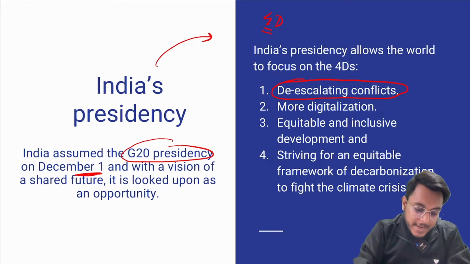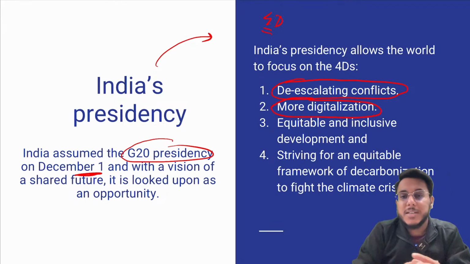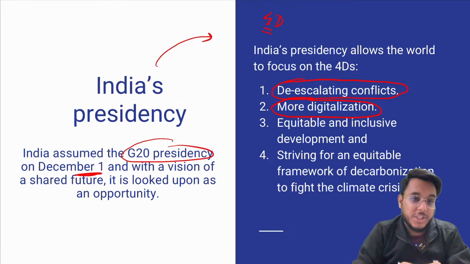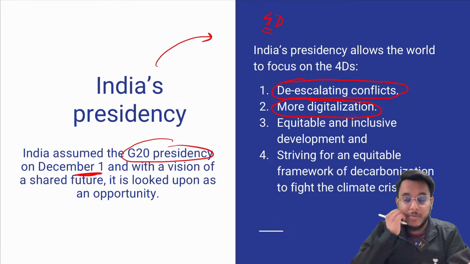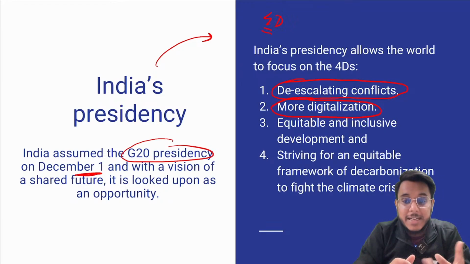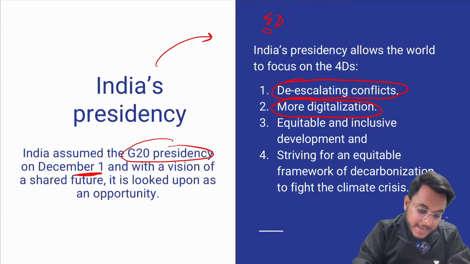Okay. Then the next is more digitalization. Now understand this particular thing. Digital solutions can be something by which good governance, decentralization, and effective service delivery can be achieved. So more digitalization we want to bring, and India can also be an important leader in this particular direction. The next is equitable and inclusive development.